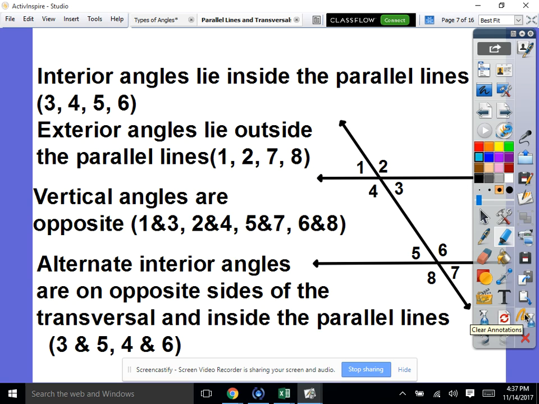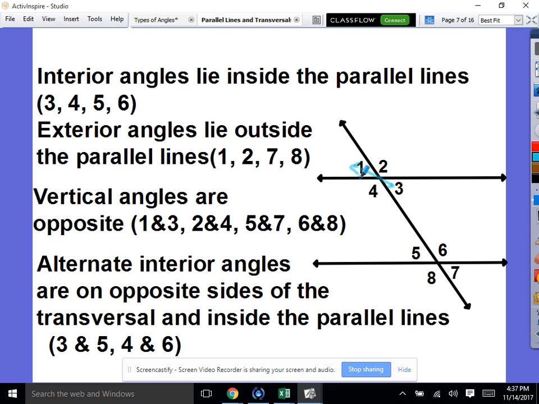Vertical angles are opposite. Now, we learned about vertical angles yesterday. So where the line intersects, they're straight across from each other. So 1 and 3, 2 and 4, 5 and 7, and 6 and 8. All of these are sets of vertical angles. And remember, vertical angles are congruent. They have the same measure.